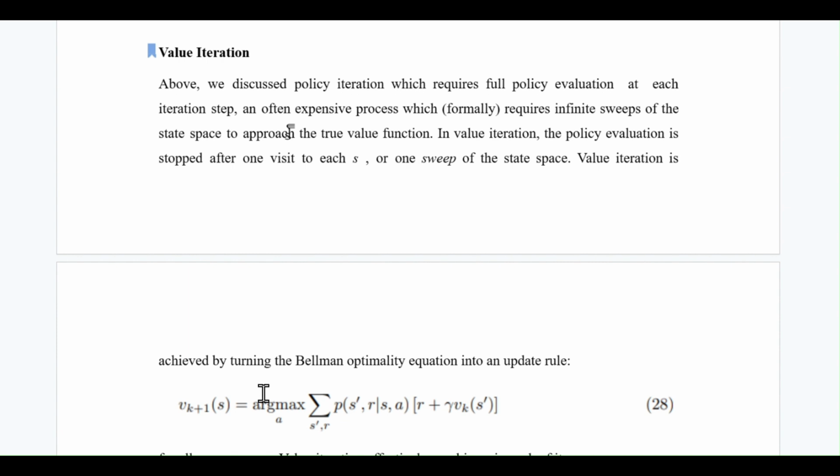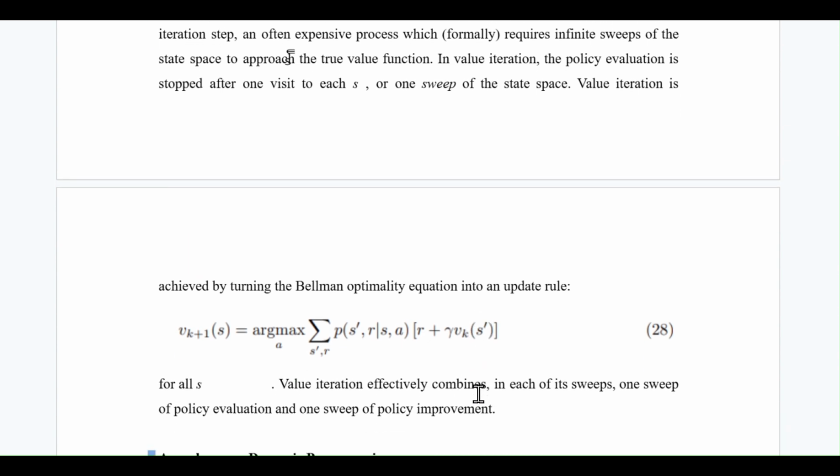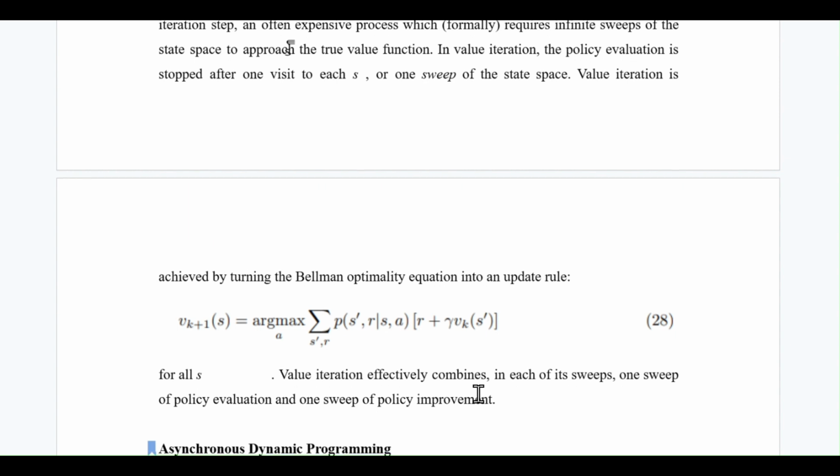The update rule for value iteration is: v_{k+1}(s) = max over a of the summation over next state s' and reward r of p(s', r | s, a) times [r + discount factor γ times v_k(s')]. So this is the formula you need to remember.